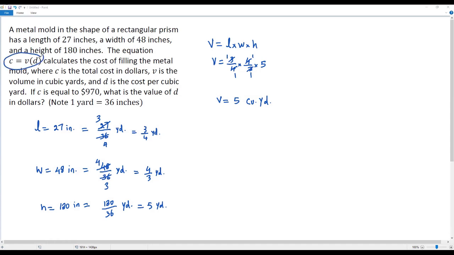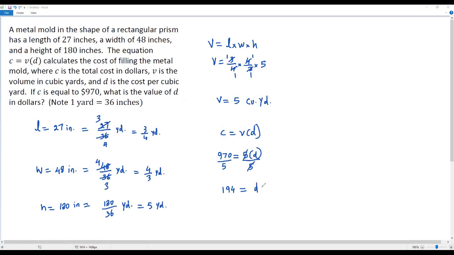Now let me consider the equation C equals V times D. We know that C is the total cost, given over here, $970. Let me write it over here. And V is the volume of the prism in cubic yards. We got the volume in cubic yards over here, that is 5. Then we get 5 times D. Our aim is to get the value of D. So to solve for D, let's divide both sides of this equation by 5. Then this 5 will cancel out. When I divide 970 by 5, I get 194.